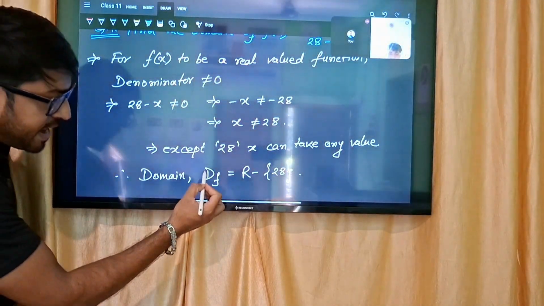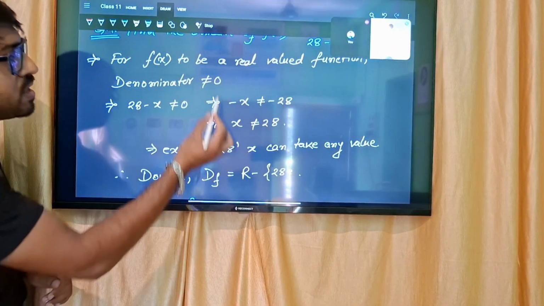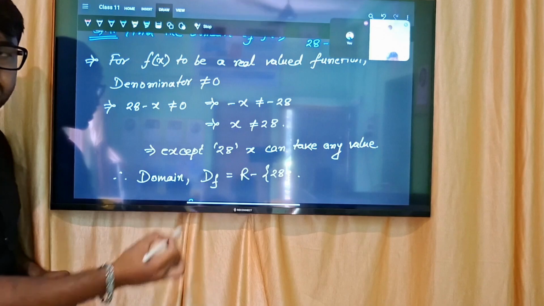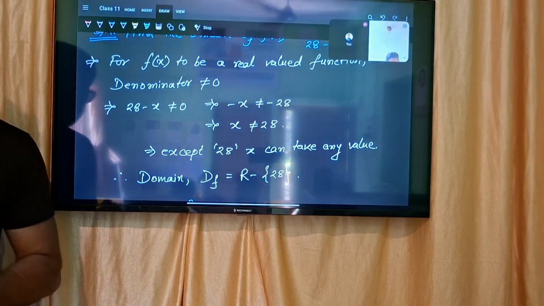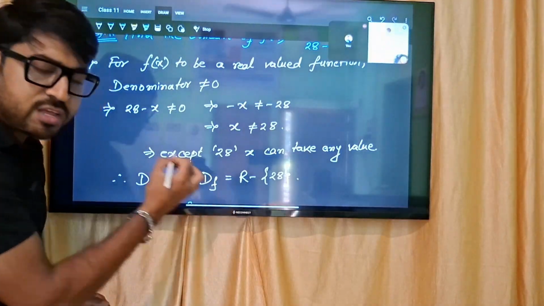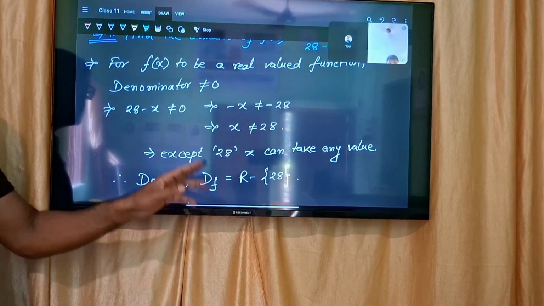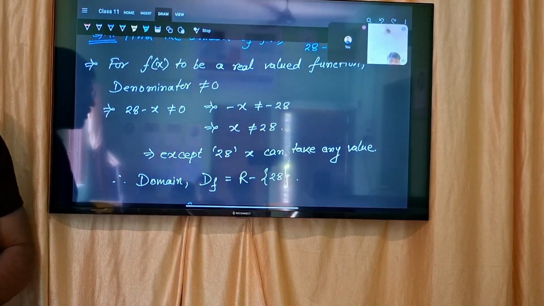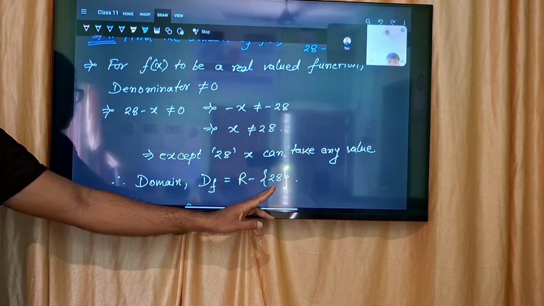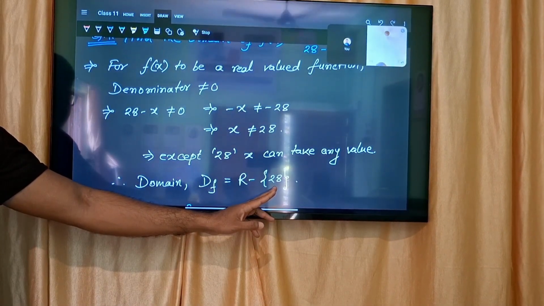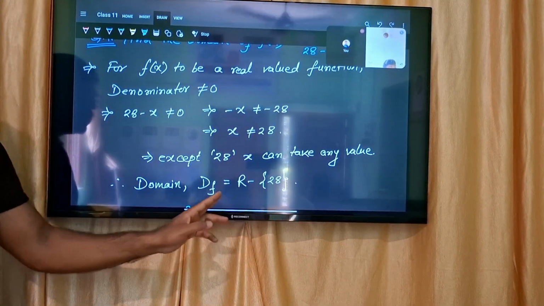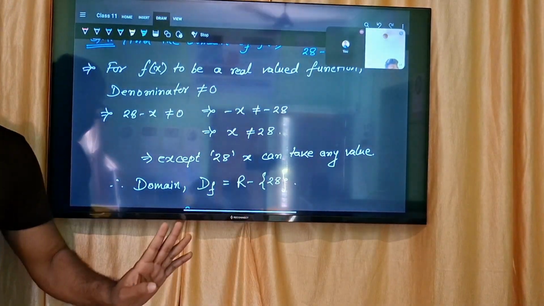Domain I will write, and d of f means domain of the function f. The function ছিল, that was function f. That is why I write domain of function f. If the function is given by another name like g(x), h(x), তো সেই নামটা দিবি, d of g বা d of h like that. Whatever the naming will be given, you will write accordingly. R minus 28. Provided 28 we have to write in the second bracket, because it is the concept of set. তাই সেটের এলিমেন্ট always we write in second brackets. So domain of f will be R minus 28. Clear?